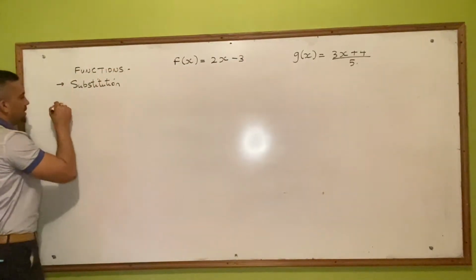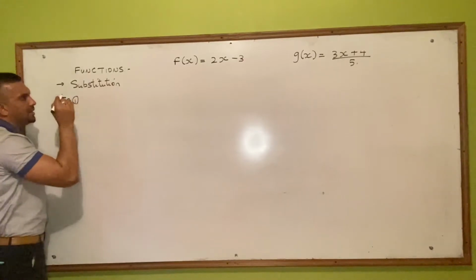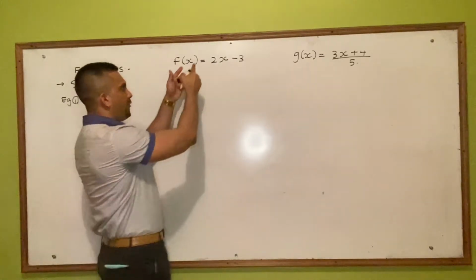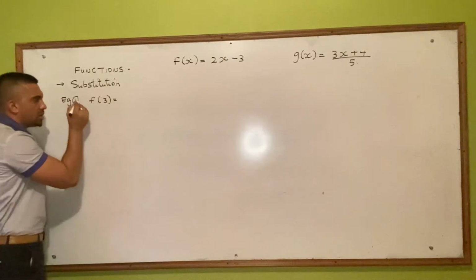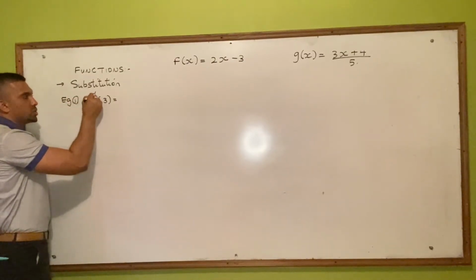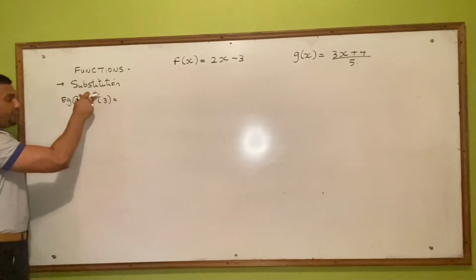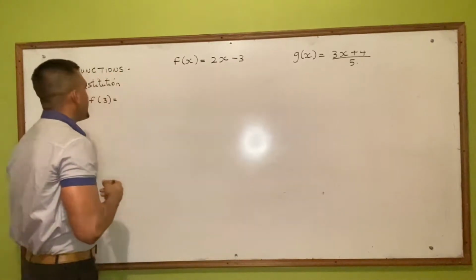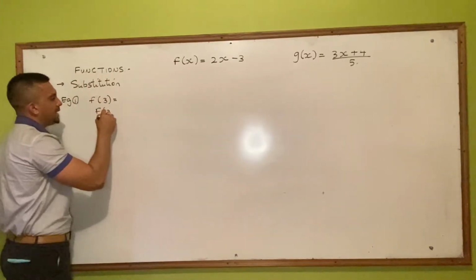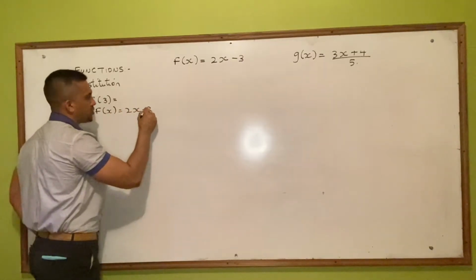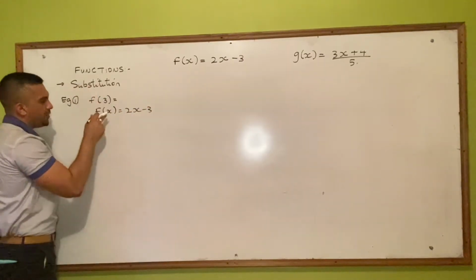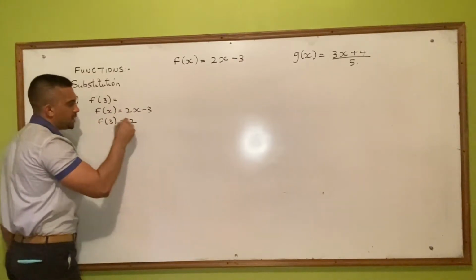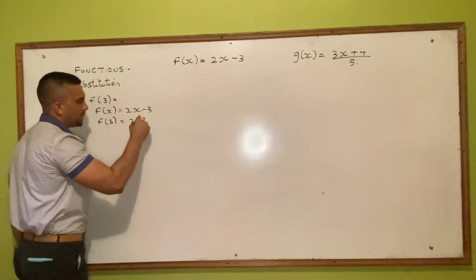In the first case, example 1, let's say they want us to find f of 3. To find f of 3, we take the f of x function. Why are we using the f of x function? Because this letter tells us which function we will be using. If you have f of a number, the letter tells us which function we will be doing the substitution into. We take the function and we replace the variable with the number in the bracket, so we replace x with 3.